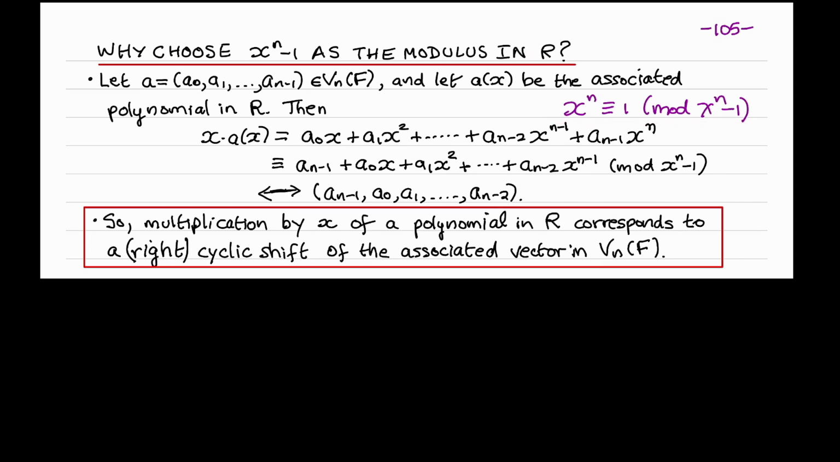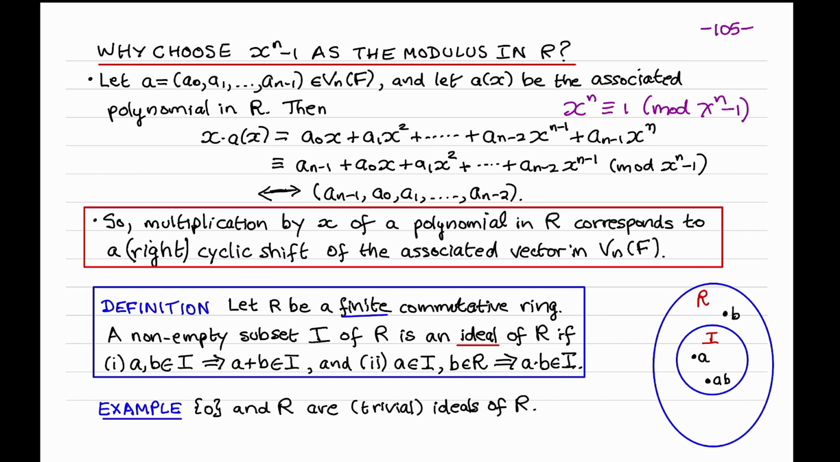So when working modulo x to the n minus 1, I can replace the term x to the n by 1. And so this monomial becomes a constant term a n minus 1. The vector associated with this polynomial is this one, which you recognize as the right cyclic shift of the vector A. And so, multiplication by x of a polynomial in R corresponds to a right cyclic shift of the associated vector in Vn of f.